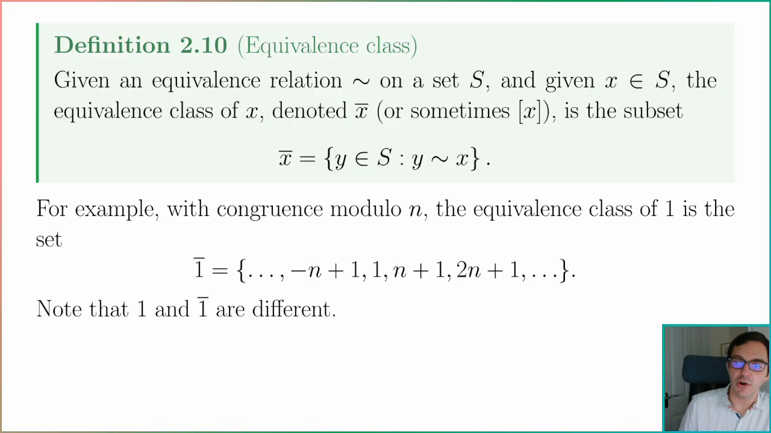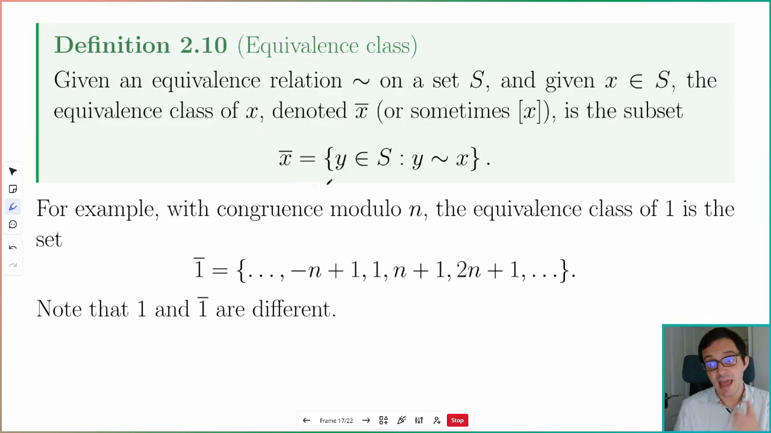We say the equivalence class of x is the subset of elements in S that are related to x. And that set is sometimes denoted x bar like this, or sometimes x in square brackets. And it's a set. It's all the things that are related to x. So it's not the same thing as x itself, even though, of course, because of reflexivity, x is in that set. x is related to x, so x is in there. But it's a set of things, maybe just x, but maybe other things as well.